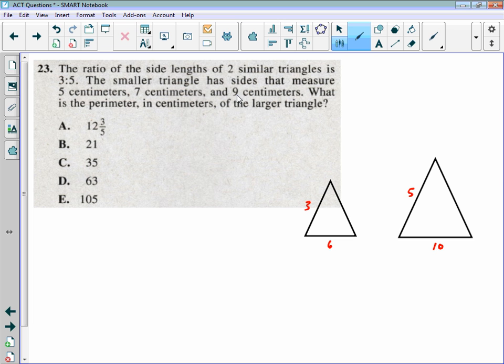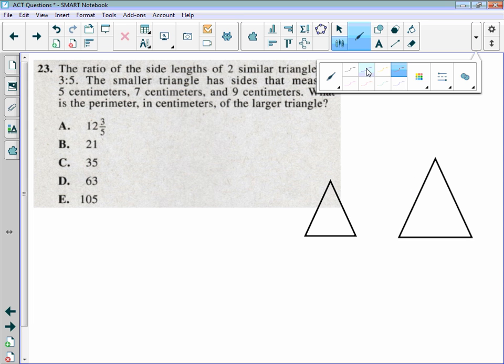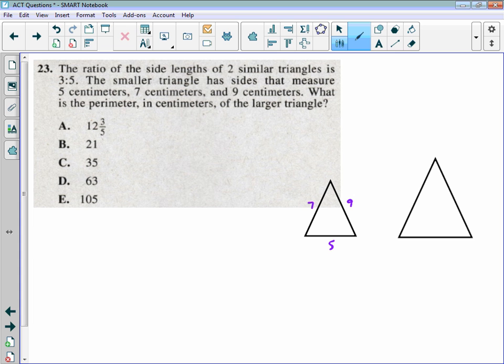Okay, it says a smaller triangle has sides that measure 5, 7, and 9. So again, this isn't really drawn to scale. Doesn't matter. If you want to draw it to scale, you sure can, but time is kind of an issue when you're taking these tests. So we've got 5, 7, and 9. What is the perimeter of the larger triangle?